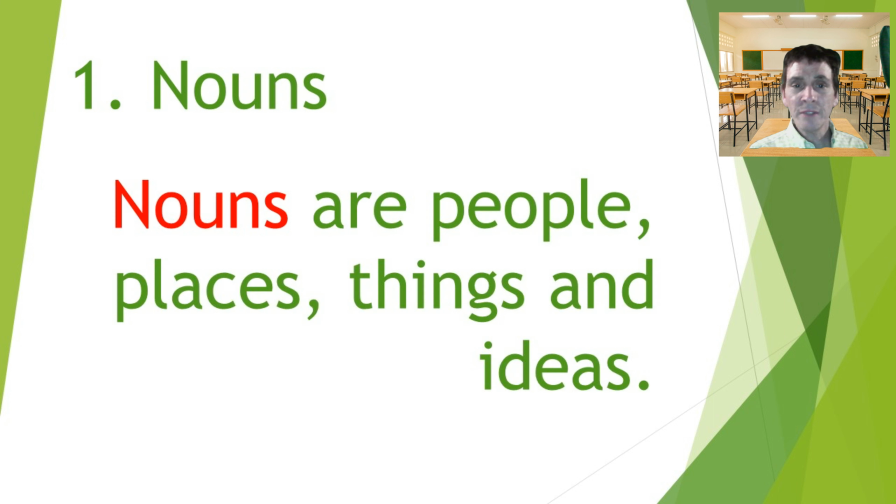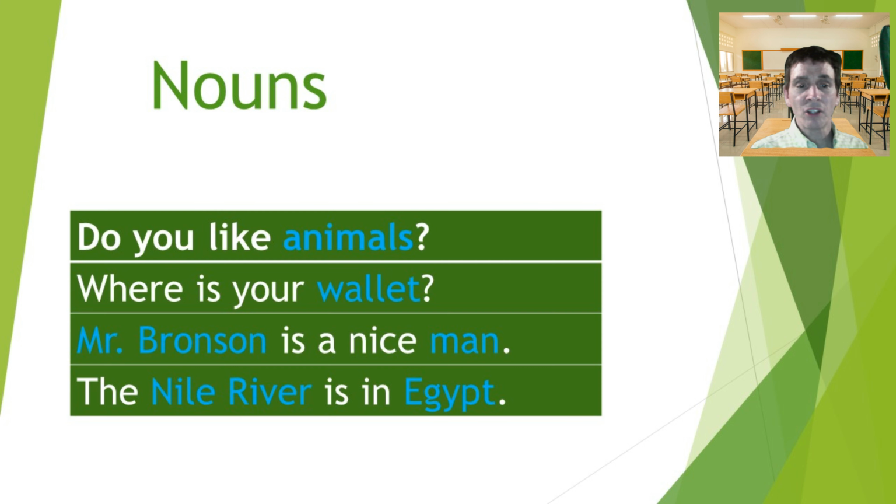Part of speech number 1 is nouns. Now, nouns are people, places, things, and ideas. Let's take a look. Do you like animals? Where's your wallet? Mr. Bronson is a nice man. The Nile River is in Egypt. Words such as animals, wallet, Mr. Bronson, man, Nile River, and Egypt are all nouns because they are people, places, or things.